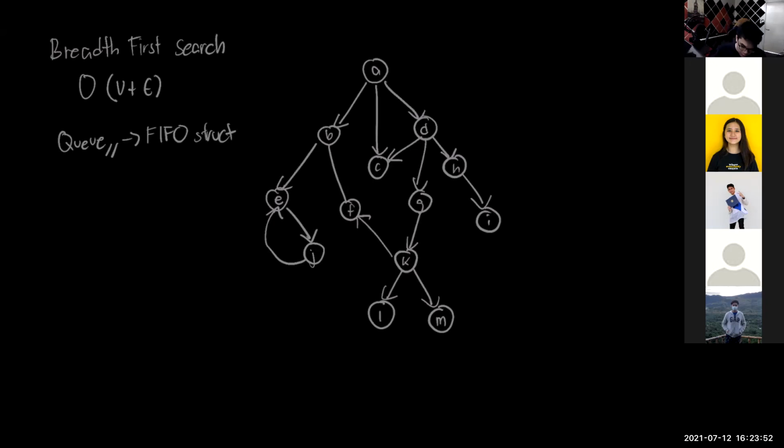So let's start with an analogy, an example. Let's start with A here. So we have, let's say, our queue here. Let's put in A here, and then we know that A has children B, C, and D. So we add them into the queue: B, C, and D.